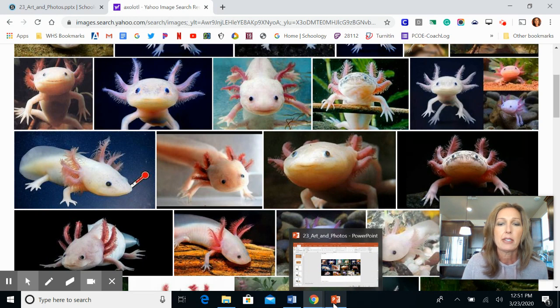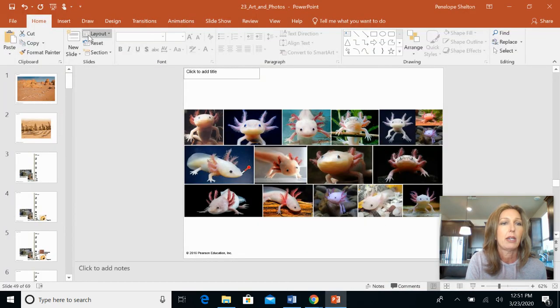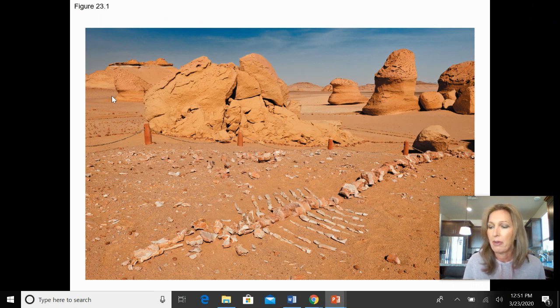Things you should have at this point are your chapter 23 notes, available on Schoology, and your textbook if you want to follow along with some of the pictures I'm providing. We are going to be talking about some of these major events, these broad patterns of evolution. This is our last chapter for our natural selection unit.